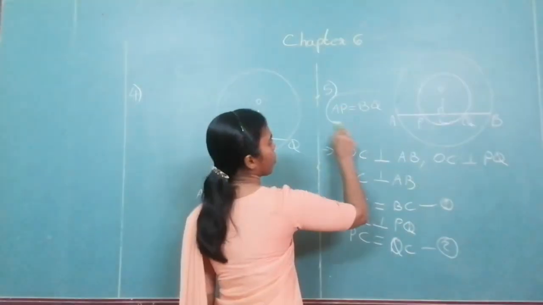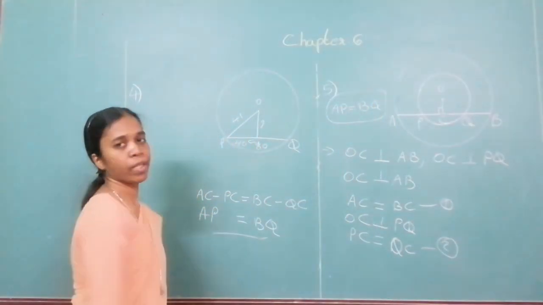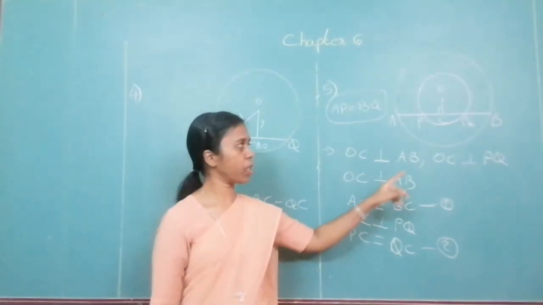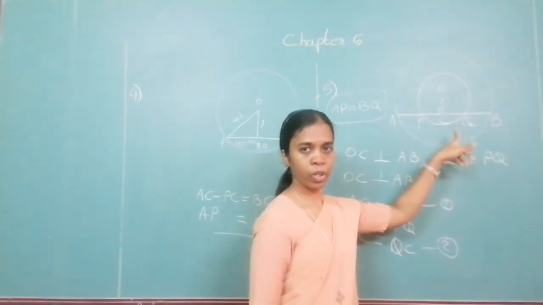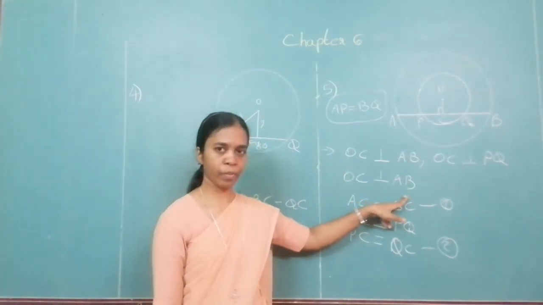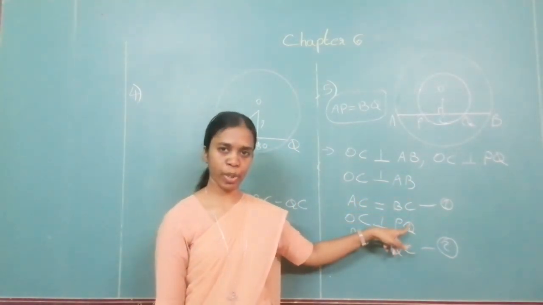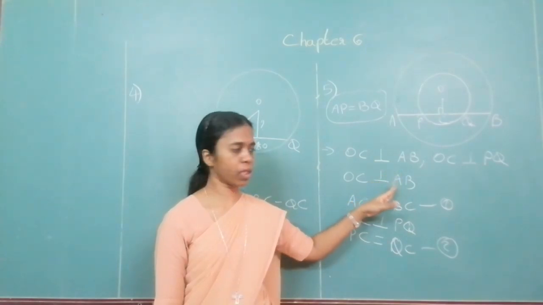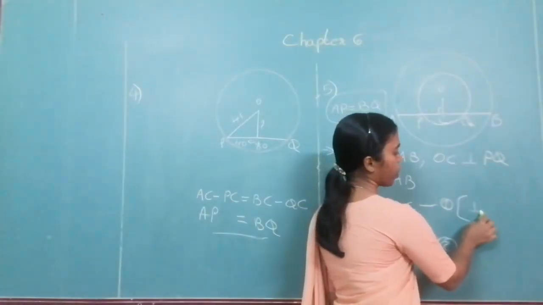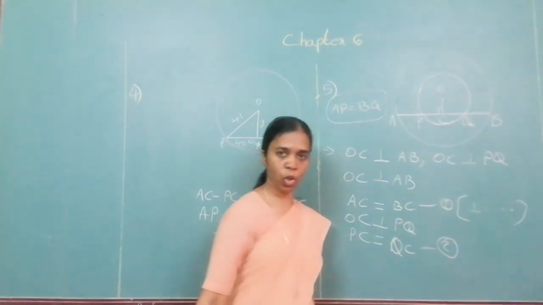This is what you are supposed to be proving, that you have done it. The only thing you have to take care over here is that you have to draw the perpendicular. So you mention that OC is perpendicular to AB. Therefore, AC is equal to BC because the perpendicular bisects the chord. You have to write the reason over here. That is the theorem that you have learned, that the perpendicular bisects the chord.